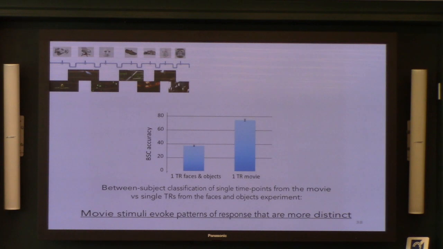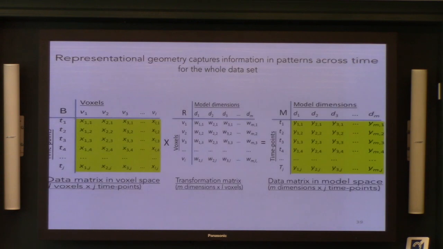In fact, in other words, it's twice as strong, twice as accurate for the movie time points as it is for the face and objects. So that means that these movie stimuli are evoking patterns of response that are much more distinct from each other than those single still images. And why is that?